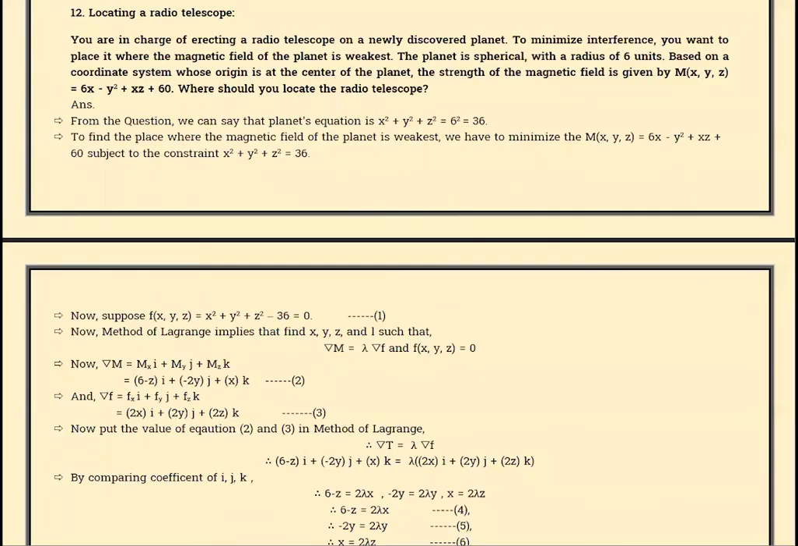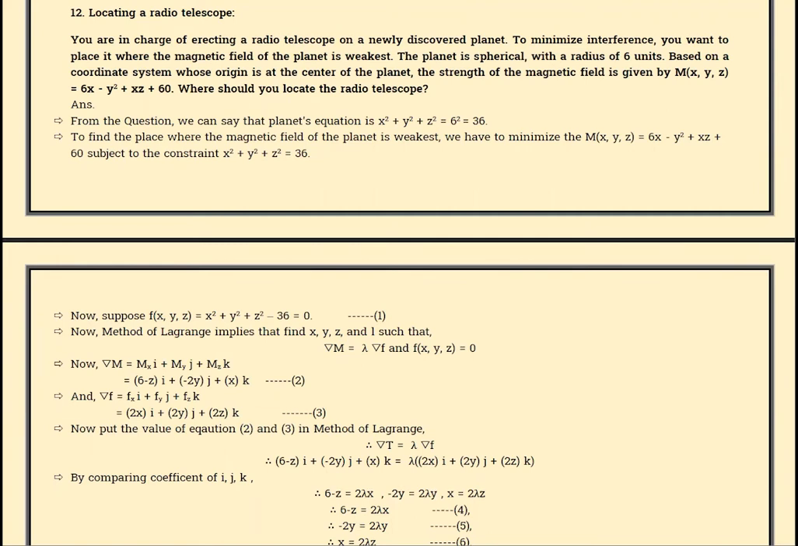Now, in this question, I am in charge of erecting a radio telescope on a newly discovered planet and minimizing the interference. I want to place it where the magnetic field of the planet is weakest. The planet is spherical, and its radius is 6 units, with a coordinate system whose origin is at the center of the planet.